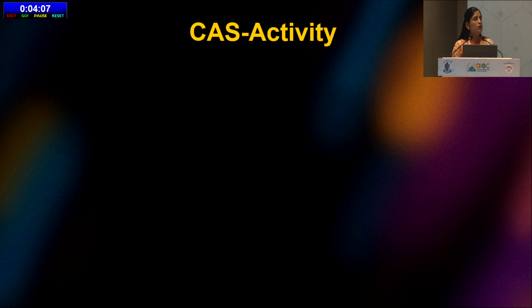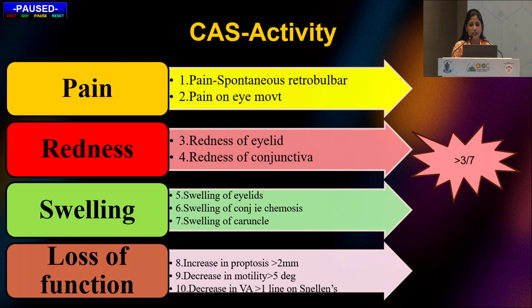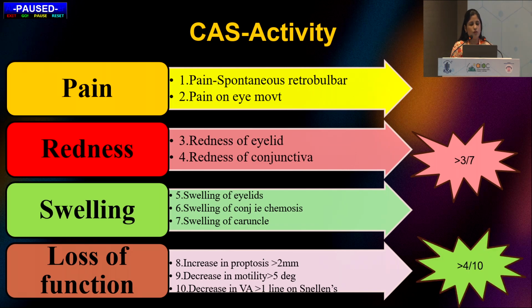So then, to know the activity, we have the widely accepted clinical activity score, which was published by Mourits et al. in 1989, which has 4 parameters. On the first visit, we assess pain, redness and swelling on a total score of 7, and a score of more than 3 by 7 would denote active disease. And at subsequent follow-up visits, we also assess the loss of function. So a total score of 10, wherein a score of more than 4 by 10 denotes active disease.